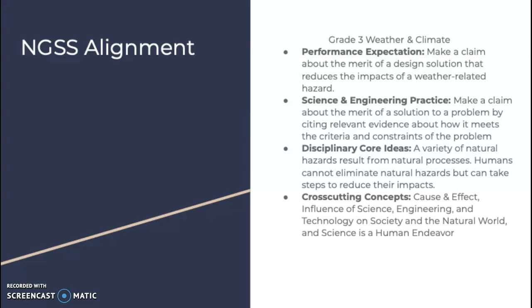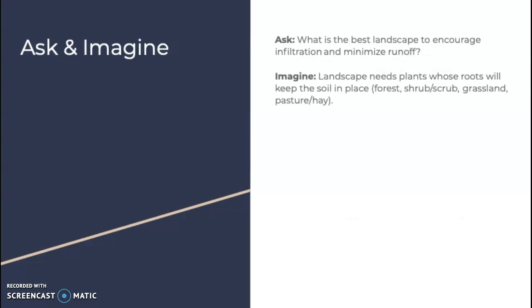I chose grade 3 weather and climate, basically because of the performance expectation that I saw when I was looking at the standards. So that was: make a claim about the merit of a design solution that reduces the impacts of a weather related hazard. Again, there are the practices, the disciplinary core ideas and crosscutting concepts that go along with that, but that's why I chose the grade 3 weather and climate standard for this.